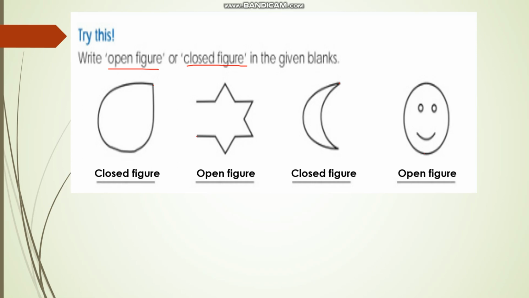Got it children? What is an open figure and a closed figure? If the starting point and ending point of a figure are the same, then we can say that it is a closed figure. And if the starting point and ending point are not the same, then we can say that it is an open figure. Good children? Okay.